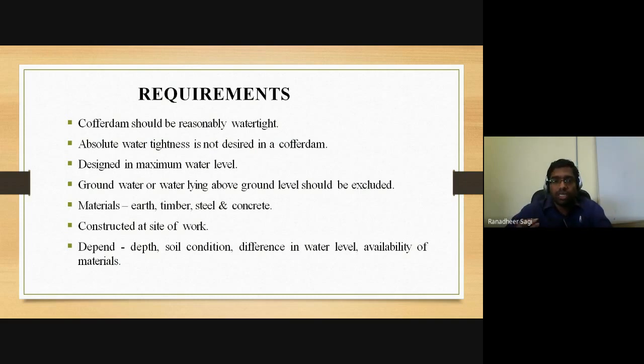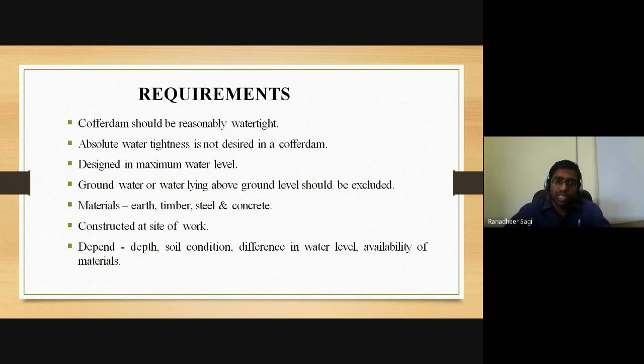Puddle is nothing but a mixture of clay and sand. By making use of that slurry paste, you can try to close those void spaces, or minimize the void spaces, through which the seepage is happening. However, 100% seepage cannot be completely arrested with the help of your cofferdam. But depending on your requirement, sometimes you might be required to have a cofferdam structure which is completely watertight.